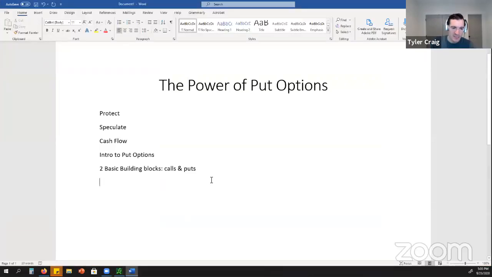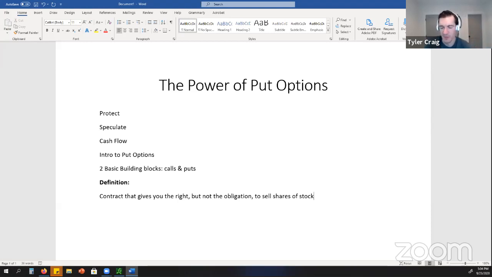So let's begin. The basic definition of a put option. It is a contract that gives you the right, but not the obligation, to sell shares of stock. So it's a contract that gives us the right to sell shares of stock at a specific price, which we call the strike price, on or before a specific date.